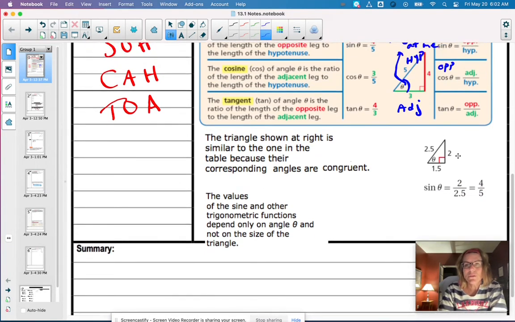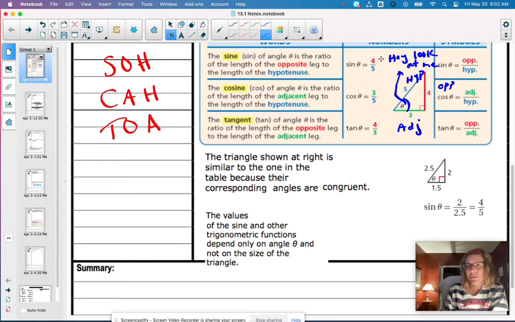So the triangle shown at the right is similar to the one up in the table because their corresponding angles are congruent. So as you can see up in the table, sine is 4/5. Down here, sine theta is also 4/5. The values of the sine and other trigonometric functions depend only on angle theta and not on the size of the triangle. That's why I wanted to point this out. Because as you can see, the sides of the triangle in the table are different than the sides in this triangle. The reason that the trigonometric functions are going to be equal is because the angles are congruent.